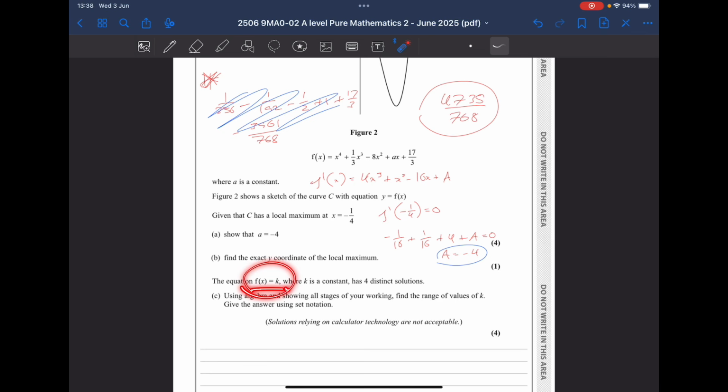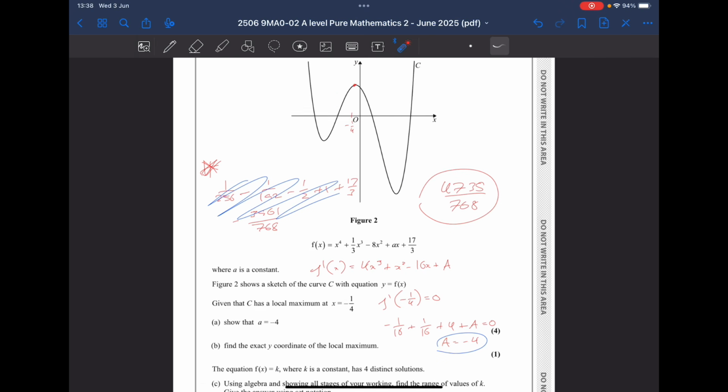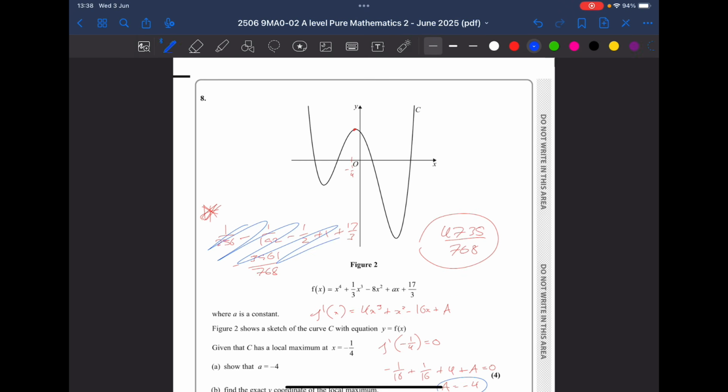Next one then. F of x equals k, as a constant, has 4 distinct solutions. Use algebra to show all stages of work and find the range of values of k. Okay. So what we can do is let's just draw a line like y equals k, some horizontal line. At this point, we hit it twice. Then we hit it 3 times. Then 4, and 3. Back to 2 again, and then back to 1.